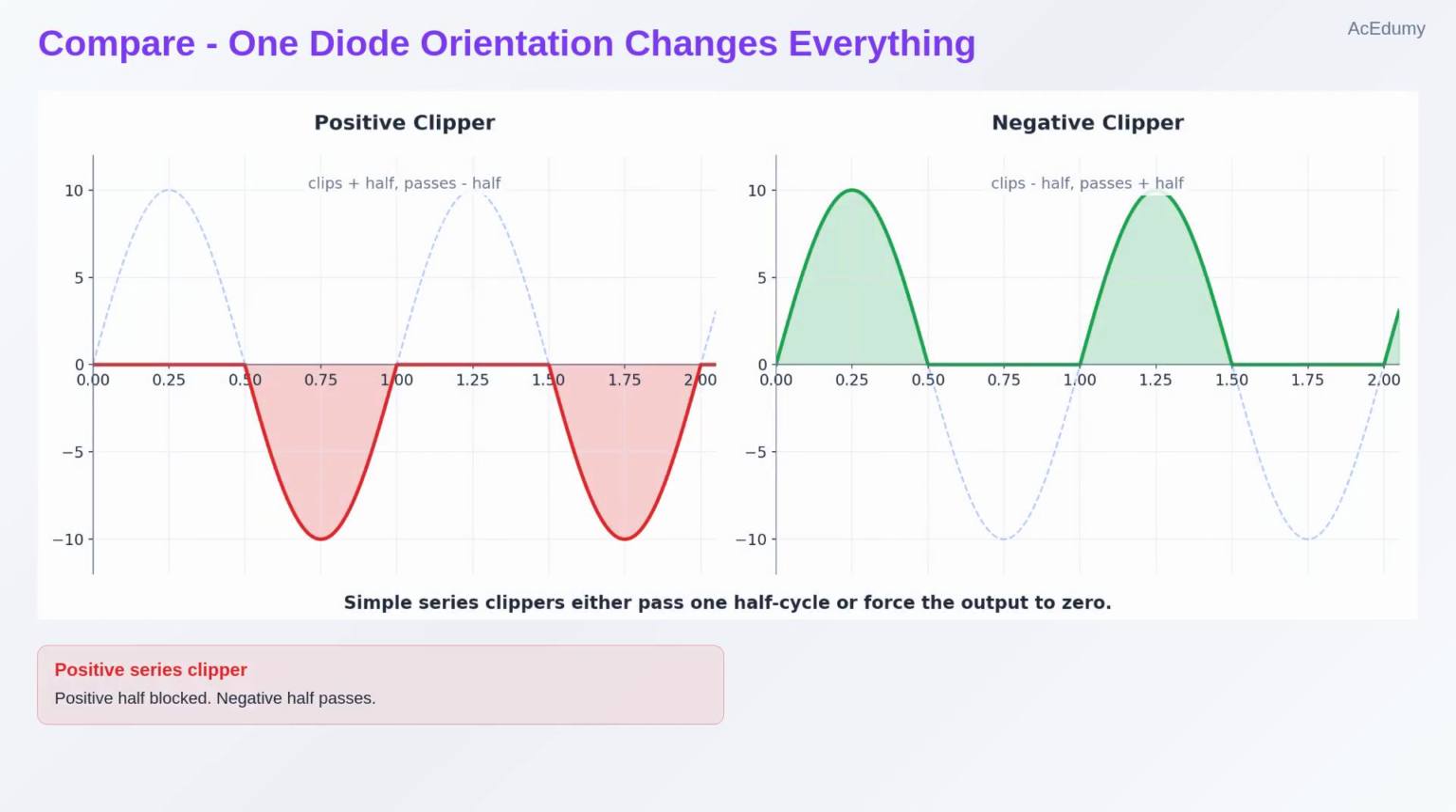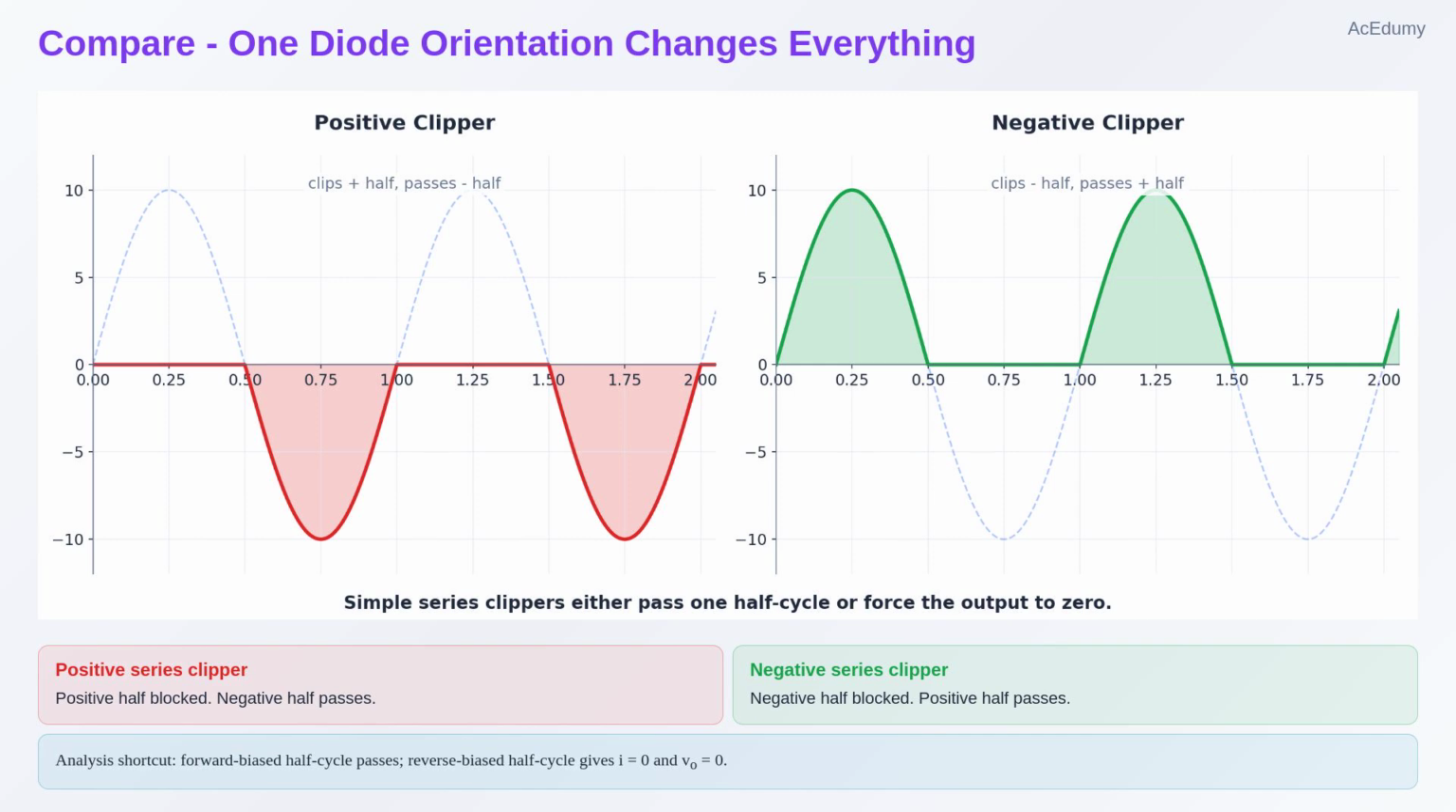Put the two circuits side by side and the pattern is simple. In a positive series clipper, the positive half is blocked and the negative half passes. In a negative series clipper, the negative half is blocked and the positive half passes. The only difference is the diode orientation. Everything else is the same. One diode, one resistor, and the output measured across the resistor.